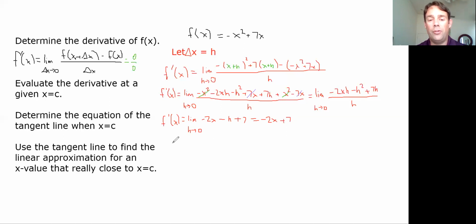In other words, this expression, f prime of x, the derivative, the function that allows me to find the instantaneous rate of change at any x value would be negative 2x plus 7.